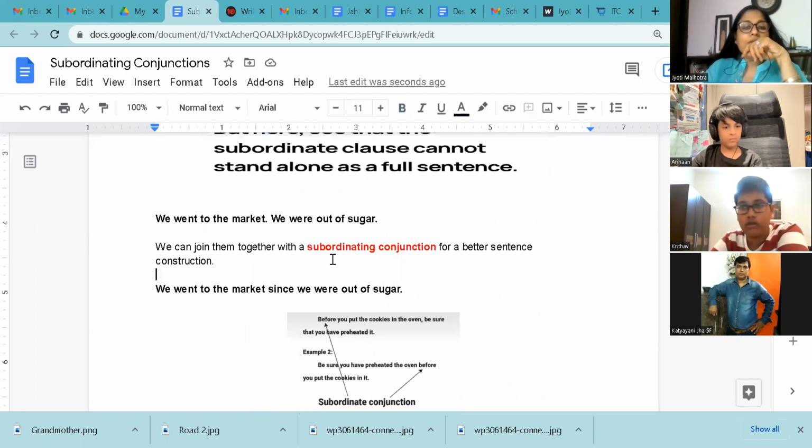Let's look at some more examples. We went to the market. We were out of sugar. So how do you join these two sentences? We went to the market since we were out of sugar. Right? You can even use the word because here. Understood? Are you following this, children?